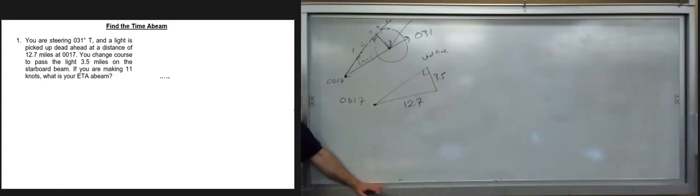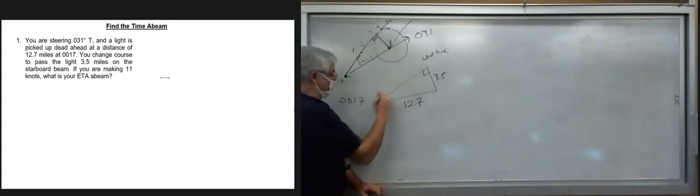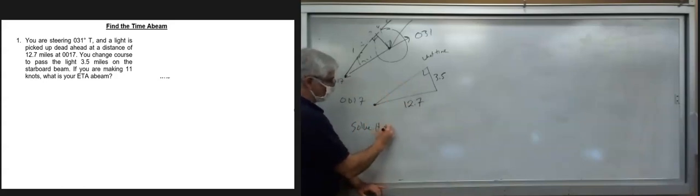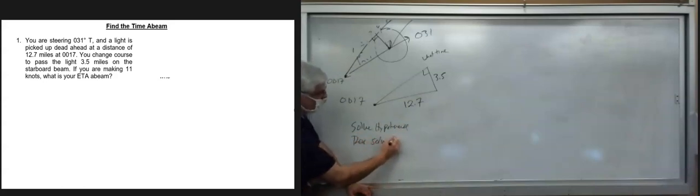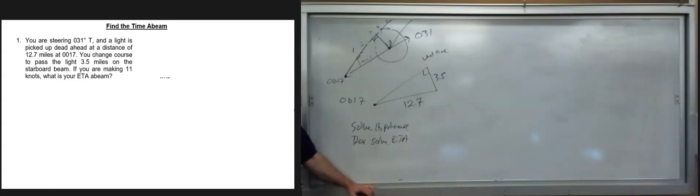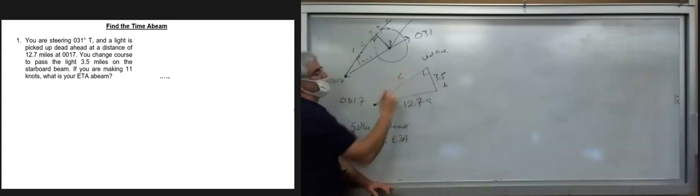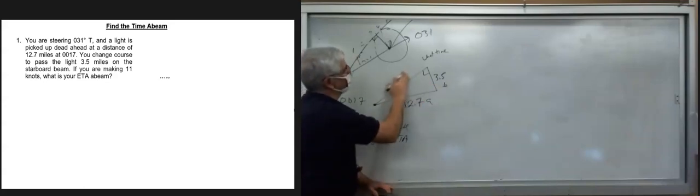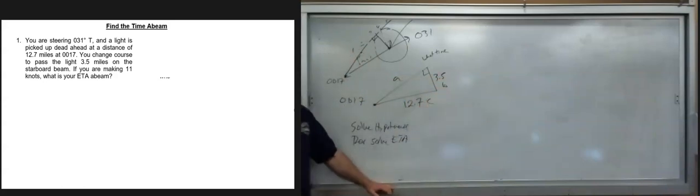How am I going to solve this? I can go back to using trig if I want. But what I need to do now is solve the length of this leg. Solve the hypotenuse. Then solve ETA. So how am I going to solve this hypotenuse? A, B, C. I'm going to use the Pythagorean Theorem. Actually, no, that's wrong. It's a good thing. This is A, B, C. The hypotenuse is the C. Okay, so if you get your right angle in the wrong spot, you're screwed.